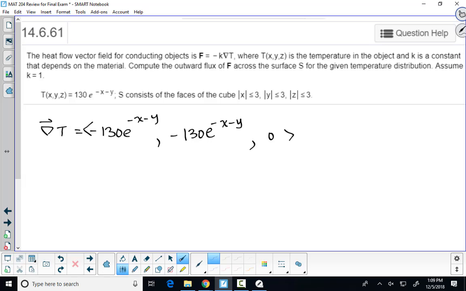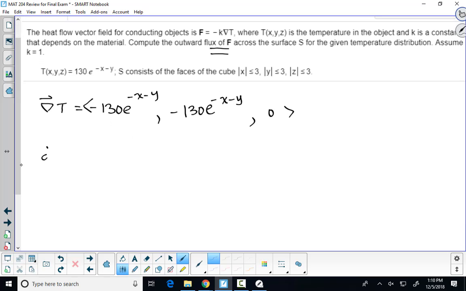So our vector field is minus k times this. And what do we want to do here? We want to compute the outward flux across the surface. Where's our surface down here? It's going to be a cube, so we will use the divergence theorem. Obviously, we could parameterize all 6 faces, but that's a lot of work. 99% of the time when you have a cube or something with lots of faces, that's the whole point of using the theorem: it chops off all that extra labor. So we think of this as a cube with each side of length 6, a 6 by 6 by 6 cube.